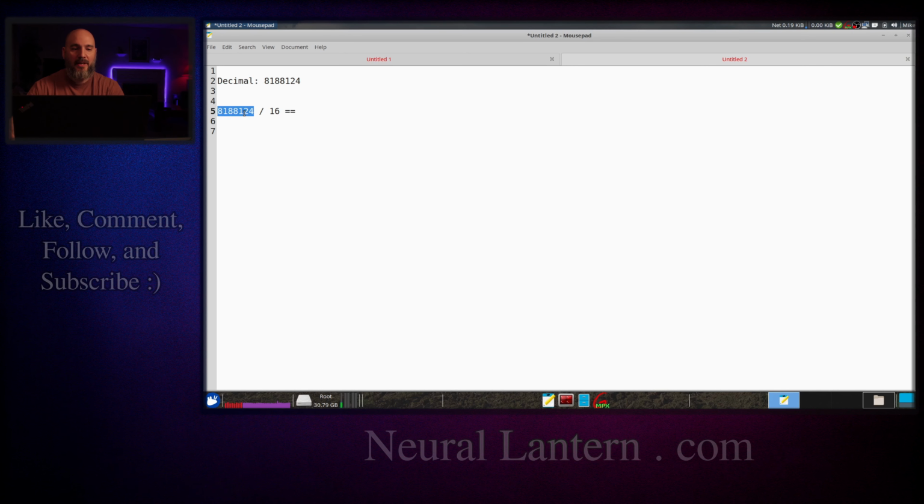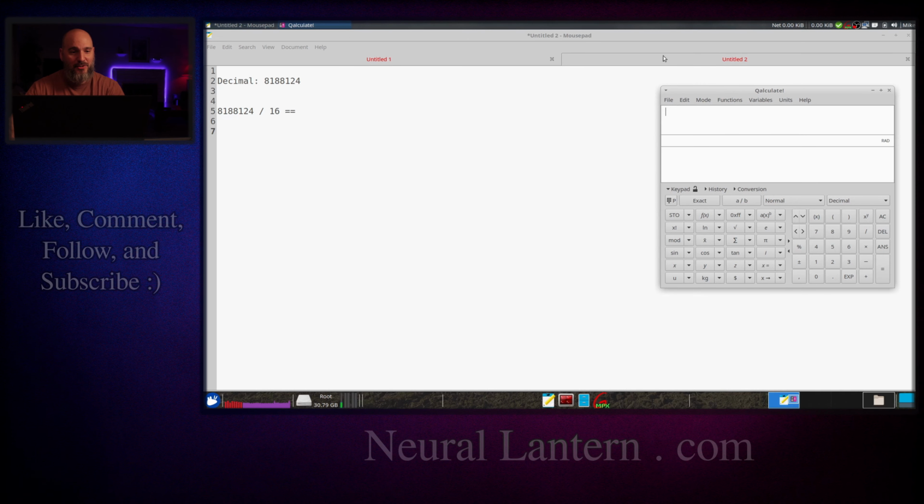What does that equal? There's no way I'm doing this in my head. So I'm just going to use a calculator for every single step. I'm not even going to try. I'm going to say this number divided by 16 is 511757 with some sort of a remainder. So I'm going to go 511757 remainder something.